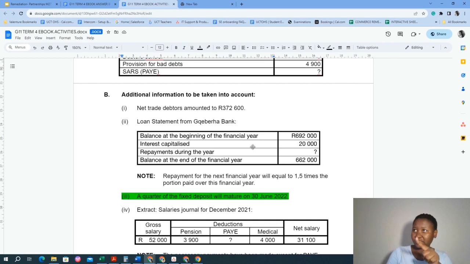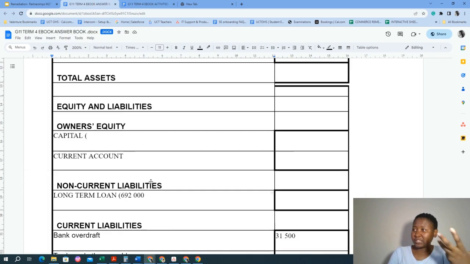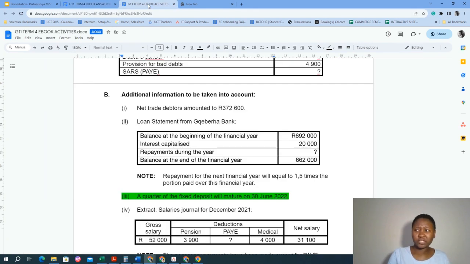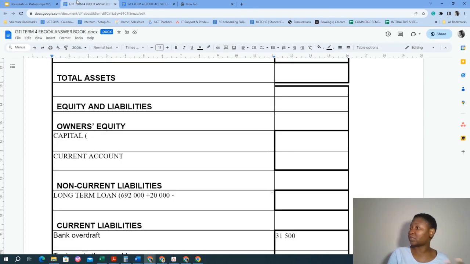Okay. And then there's interest. So interest was capitalized. And they're showing us that the interest is, for example here, 20,000. So it means that we will add 20,000 on top of what we were owing. Okay. And then how much did we pay? You get it. So we need to figure out how much was paid. We don't know how much was paid here. However, we do know that the balance at the end of the year was sitting at 662,000.